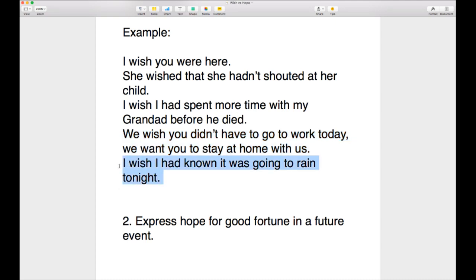And then, I wish I had known it was going to rain tonight. I wish I had foresight, because if I knew it was going to rain, I would have brought an umbrella. So hopefully that makes sense, and I hope by now that some of you have given me some example sentences.